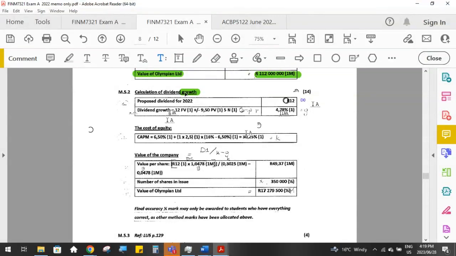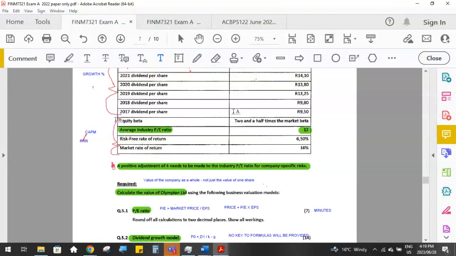Here they have given you the financial calculator version of solving for R. So the dividend of 12, which is the latest dividend, we put into the future value key on the financial calculator. You type in 12 and then press FV. And then we want the oldest dividend, the 2017 dividend, R9.50.